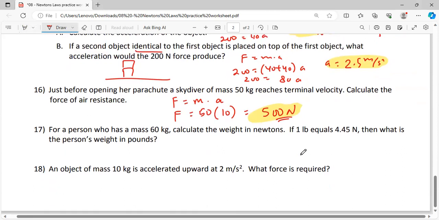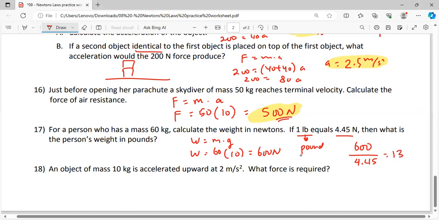Next, we still have two problems to solve. Number 17: for a person who has a mass of 60 kg, calculate the weight in Newton. The weight itself is mass multiplied by gravity. You can assume 10, so it's 600 Newton. If 1 pound equals 4.45 Newton, then what is the person's weight in pounds? In this case, 600 divided by 4.45 is the person's weight in pounds.